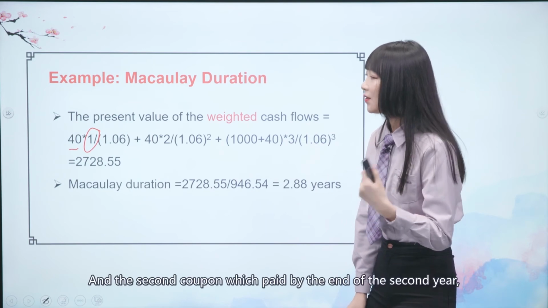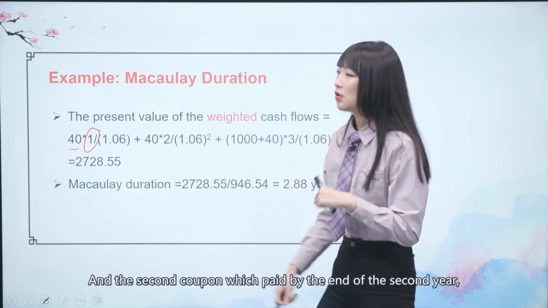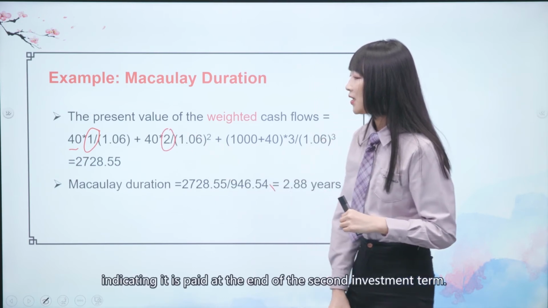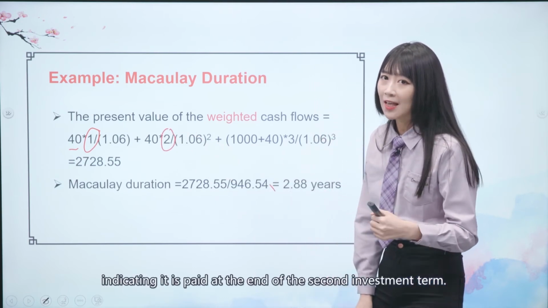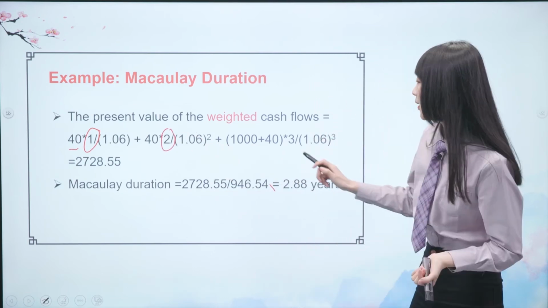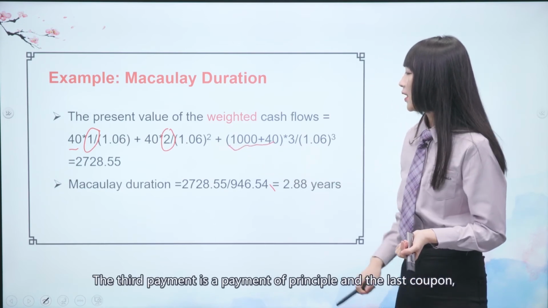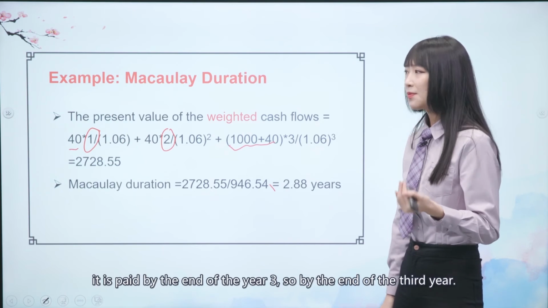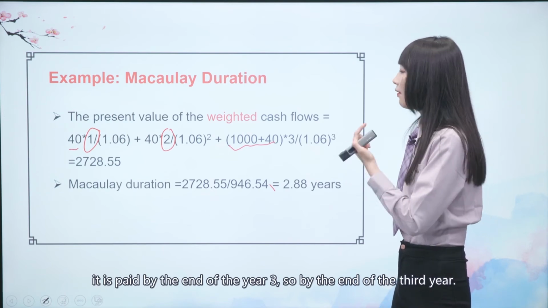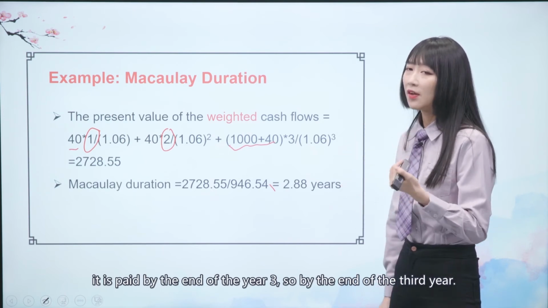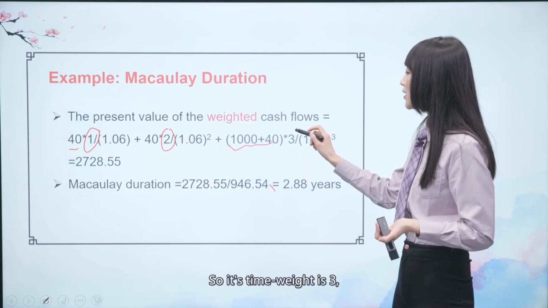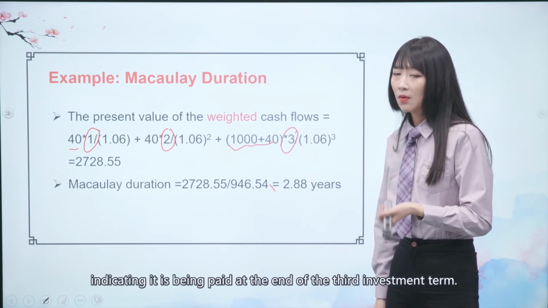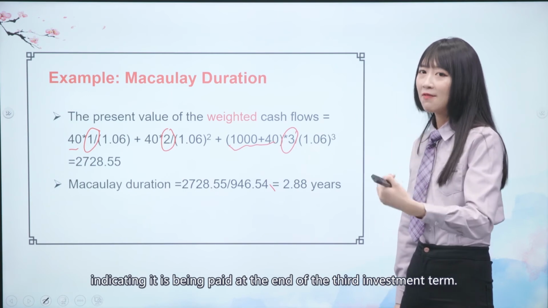And the second coupon, which is paid by the end of the second year, has a time weight of 2, indicating it is paid at the end of the second investment term. And the third payment is a payment of principal and the last coupon. It is paid by the end of year 3, so by the end of the third year. So its time weight is 3, indicating it is being paid at the end of the third investment term.